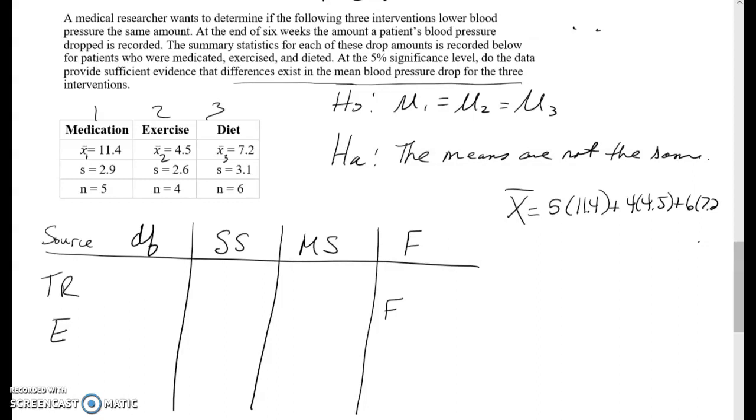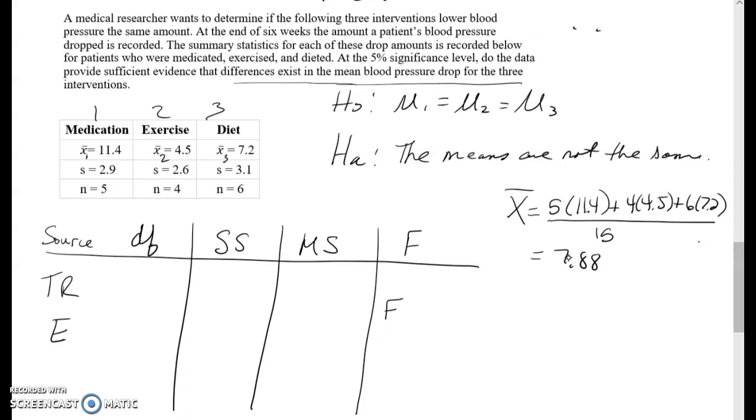6 times 7.2. If you do that particular calculation, you're going to get the summation of the data values. So then we're going to divide that by the total of n, which is 15. And we get an x bar of 7.88. That represents the overall mean of all the data. We're going to need that to do our calculations.